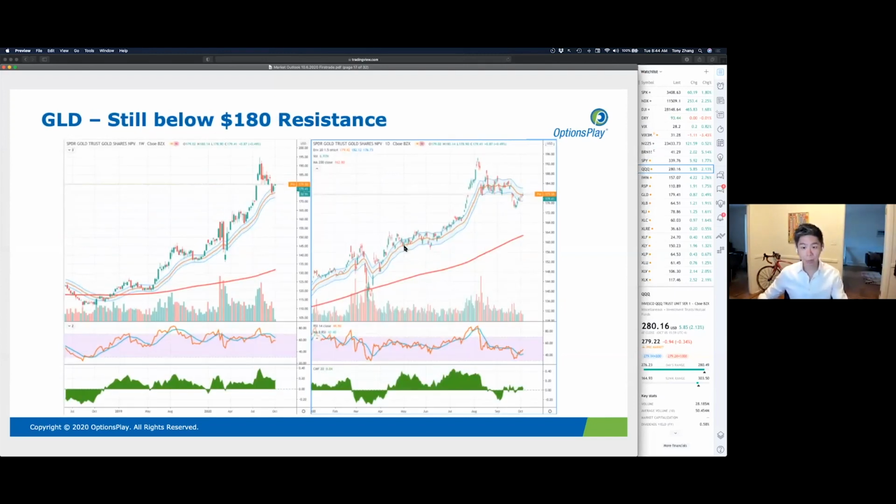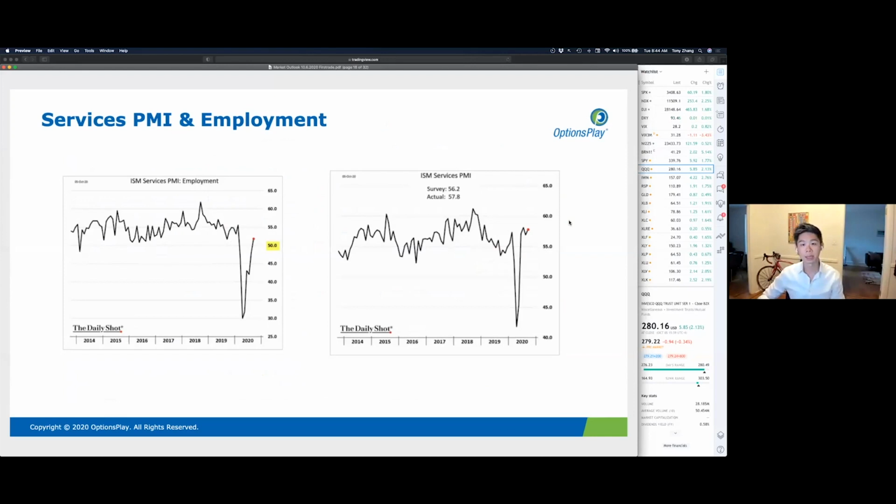Gold is back at that 180 support level here. So the question is whether or not gold can break back above that 180 level. If we look at the sell-off in treasuries and inflation expectations, that certainly points to a possibility of gold resuming that bullish trend and breaking back above that 180 level. So pay attention to that.